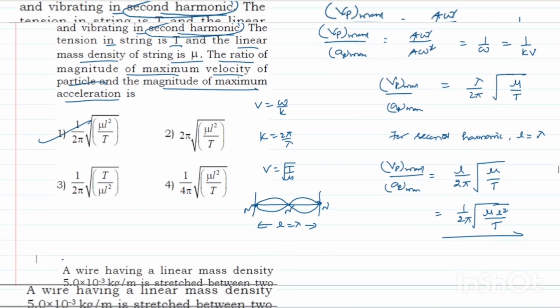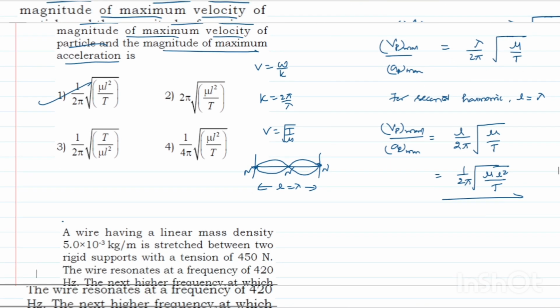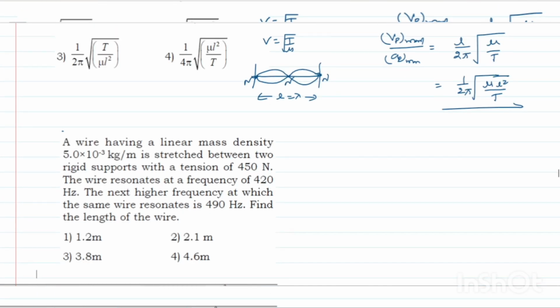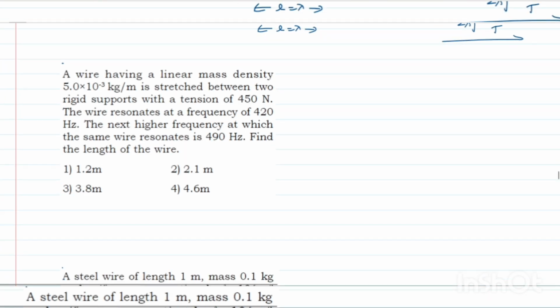Let us see the next question, students. A wire has a linear mass density of 5 into 10 power minus 3 kg per meter and is stretched between two rigid supports with a tension of 450 newtons. The wire resonates with a frequency of 420 Hz. The next higher frequency at which the same wire resonates is 490 Hz. Find the length of the wire, they are asking.